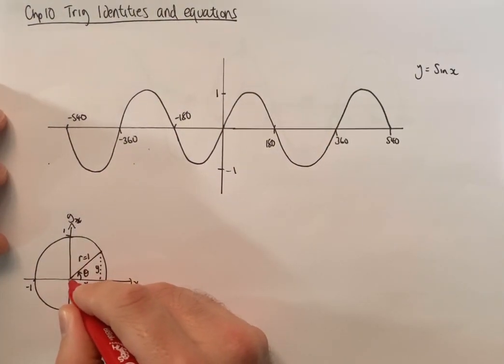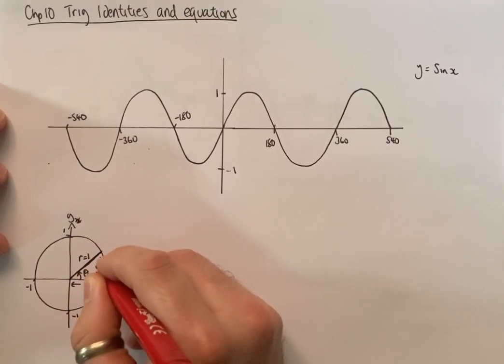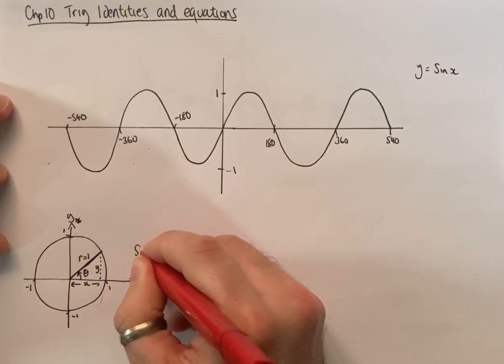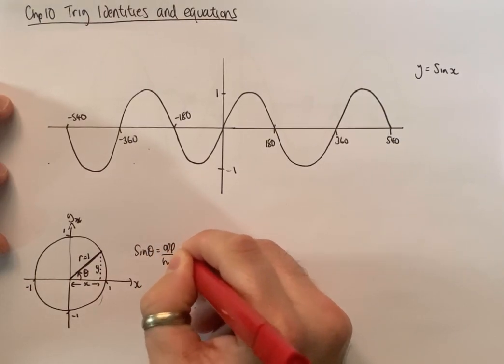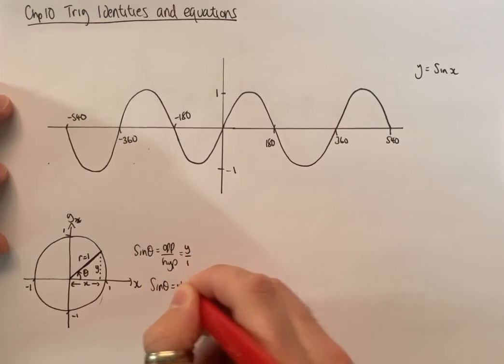And then if we imagine this line here, which is a radius of 1, and then the angle theta, where x is the horizontal distance, y is its height. Well, from basic trigonometry, we know that sine theta is opposite over hypotenuse, which equals y over 1. Effectively, sine theta is y.